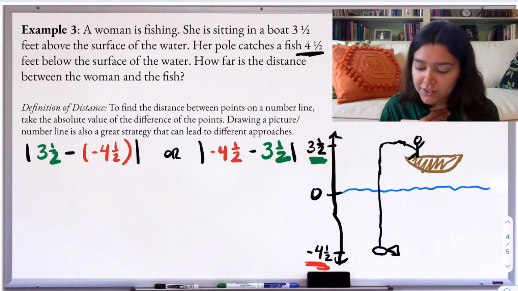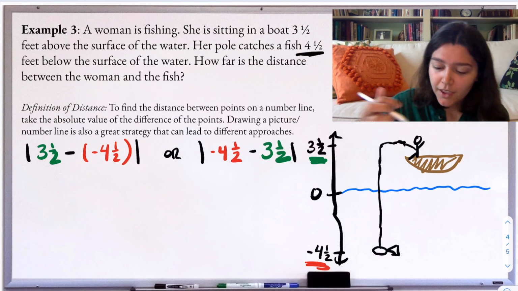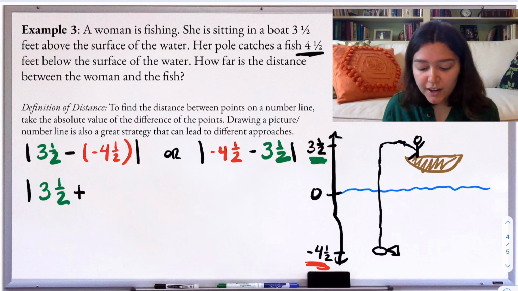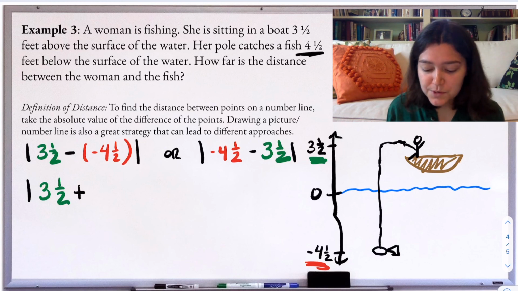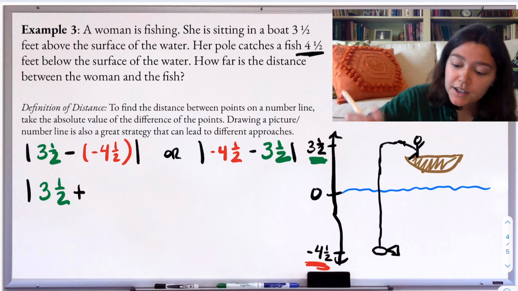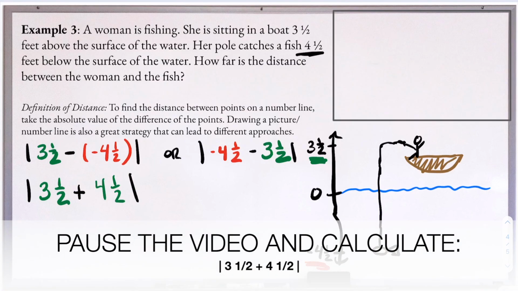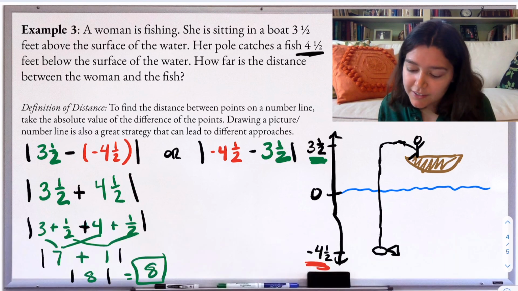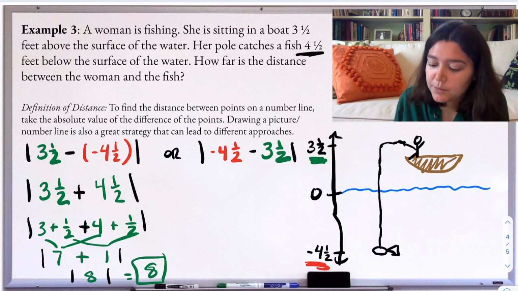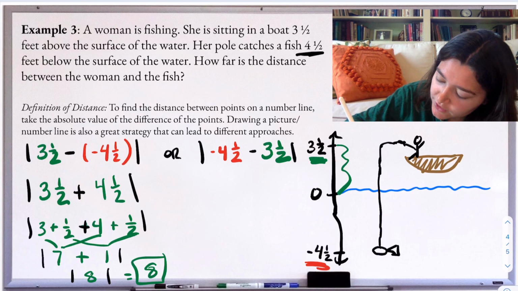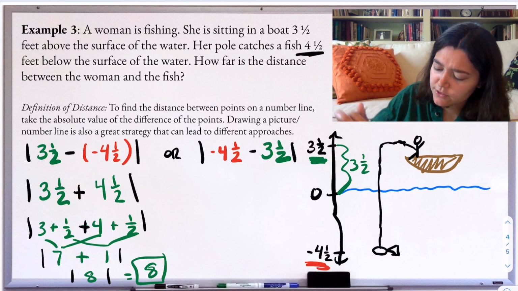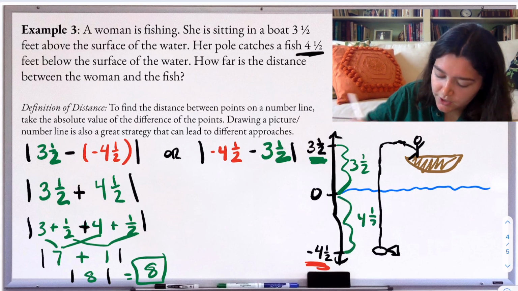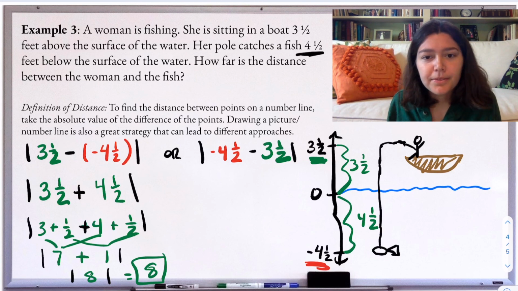The way on the left is going to show you how I would do this problem. I'm going to turn that into addition. I'm currently subtracting -4½. So that's the same thing as adding the opposite of -4½. What's the opposite of -4½? Positive 4½. So we get that the distance is 8 feet. I would, just looking at this picture, say, okay, this distance, 3½ to 0, that's 3½. And then what's the distance from 0 to -4½? That's 4½, right? So I'm going to add them up. So I would just do that.